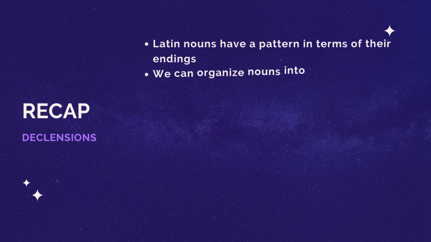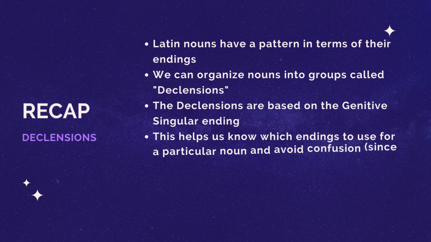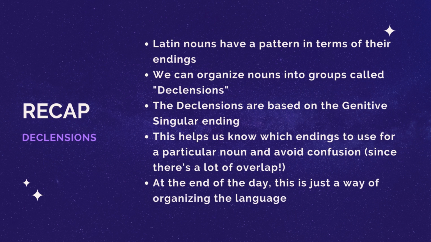So let's just do a quick recap, right? Trying to keep the video short. For declensions, Latin nouns have a pattern, right? Their endings have a pattern. That's the whole idea. We can organize them into groups that we call declensions based on this pattern. The declensions are based on the genitive singular ending. So if you know the genitive singular, you know what declension or group your noun belongs to. This helps us know which endings to use, right? It helps you predict how the word is going to be spelled and avoid any confusion because there is overlap. We just saw it on the chart, right? So knowing the group or declension helps you avoid that confusion.